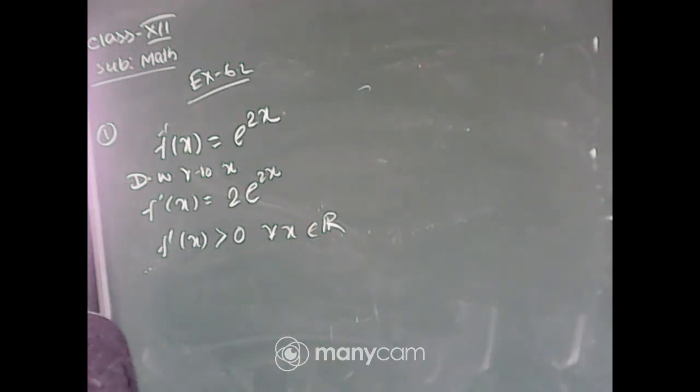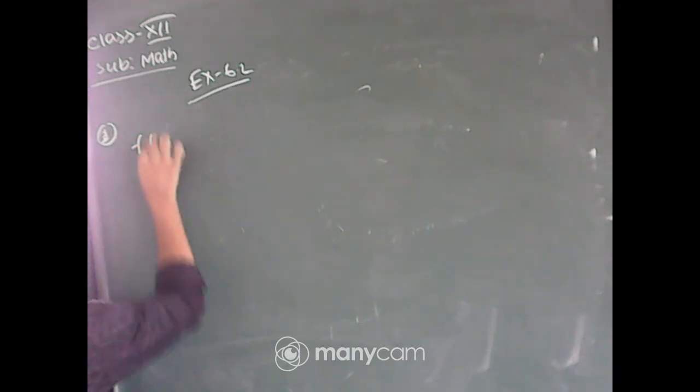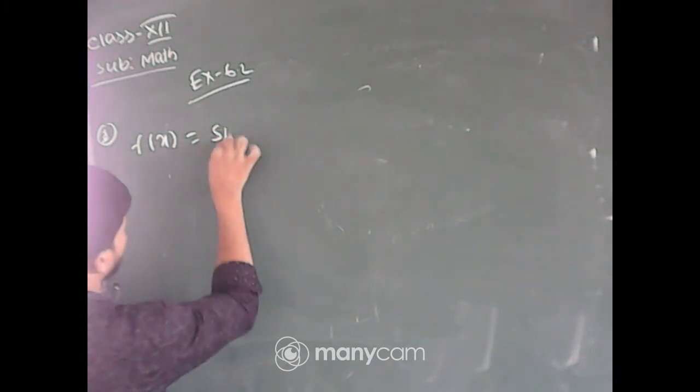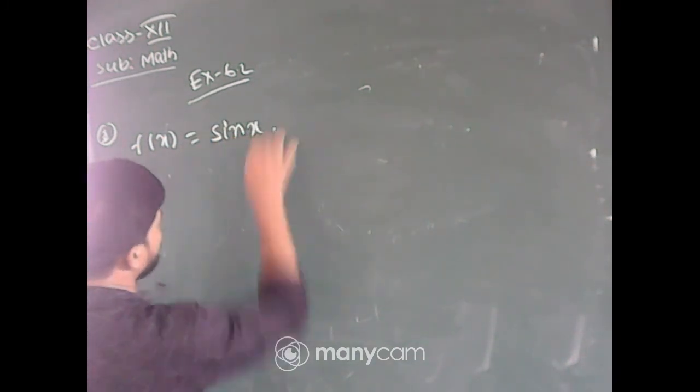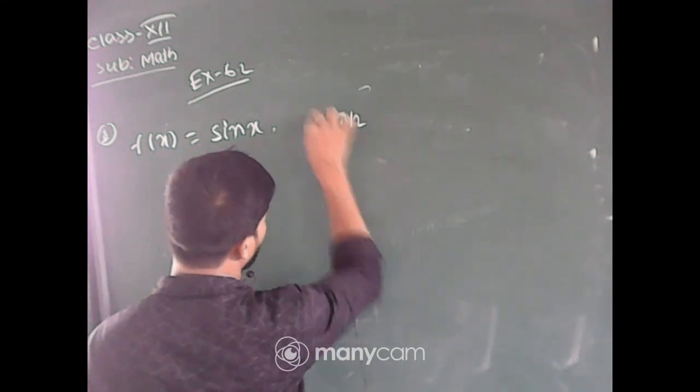Completed. Okay, and the last question for today, question number 3a: show that the function f of x equal to sin x is strictly increasing on the interval 0 to pi by 2. So f of x is equal to sin x, and we have to check it is a strictly increasing function on this interval 0 to pi by 2.